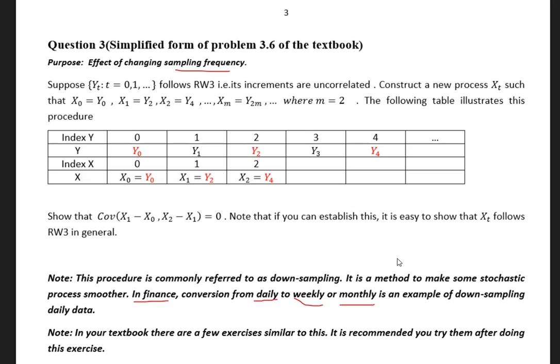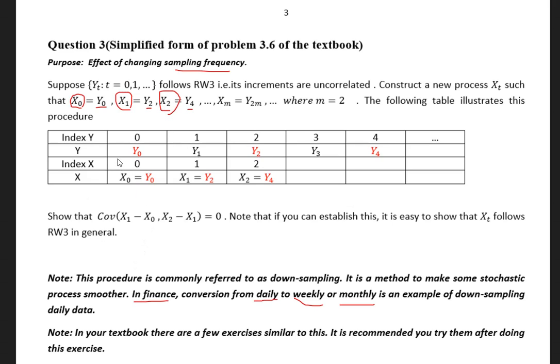So it is interesting to know if, for example, the original stochastic process has some properties. Does it mean that if we change its sampling frequency, the newly constructed stochastic process will carry on having the same property or not?